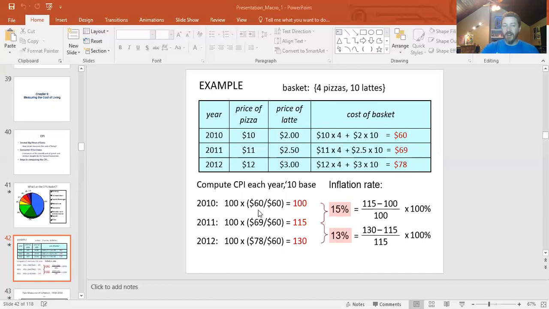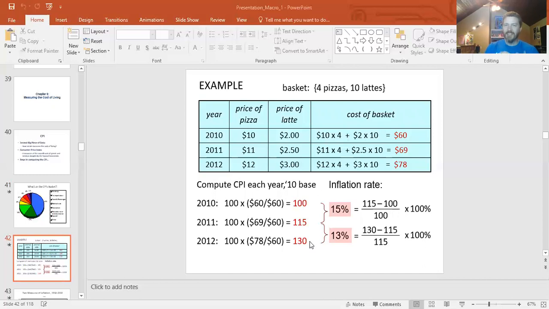So the CPI itself is the cost of the basket in a given year relative to the cost in the base year. So 60 divided by 60, the cost in a given year relative to the cost in the base year, and then it's scaled by a factor of 100. So the CPI is 100 for the base year. The CPI is necessarily, by construct, 100 in the base year. Then for the second year, the cost becomes 69 relative to that initial value, again, scaled up by a factor of 100. The CPI becomes 115 for the second year, and then 130 for the third year.